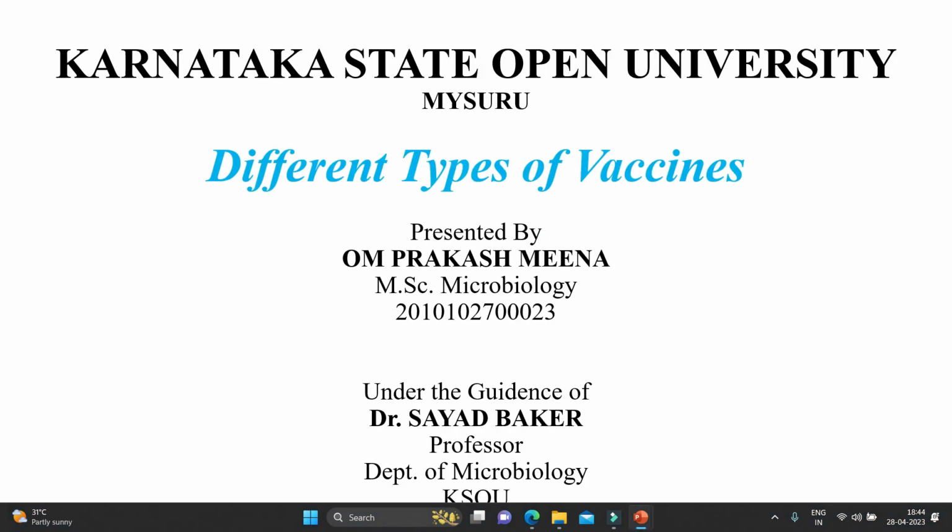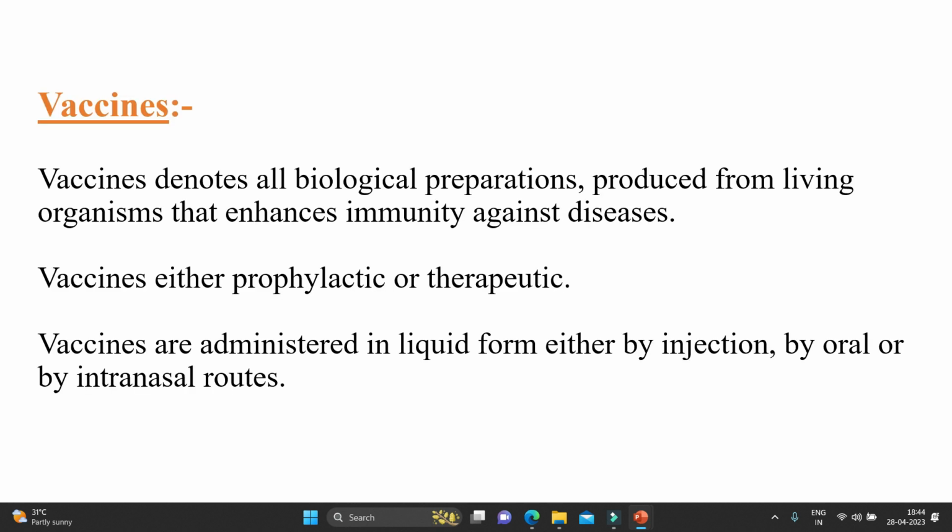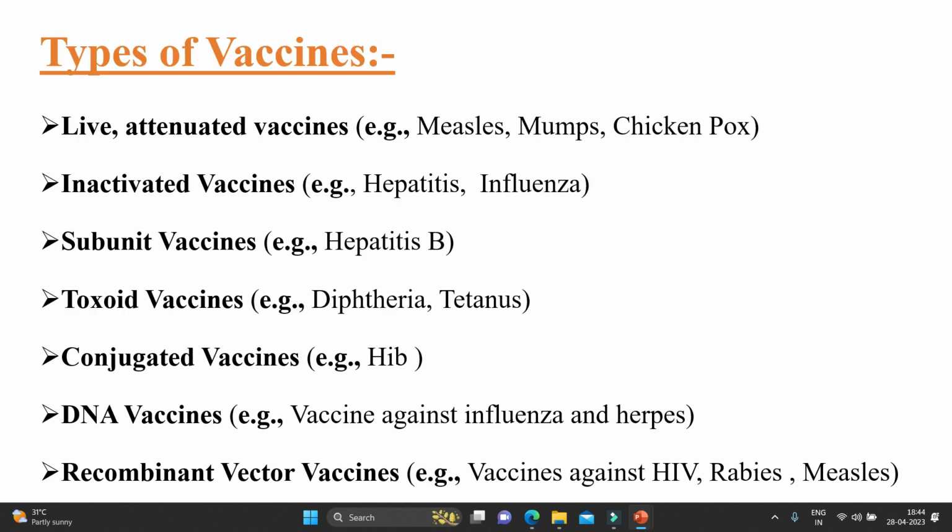My topic is different types of vaccines. Vaccines denote all biological preparations produced from living organisms that enhance immunity against diseases. Vaccines are either prophylactic or therapeutic. Vaccines are administered in liquid form, either by injection, orally, or by the intranasal route.